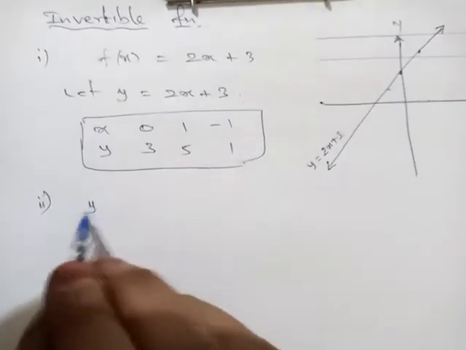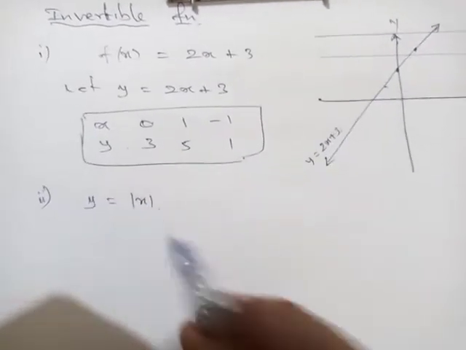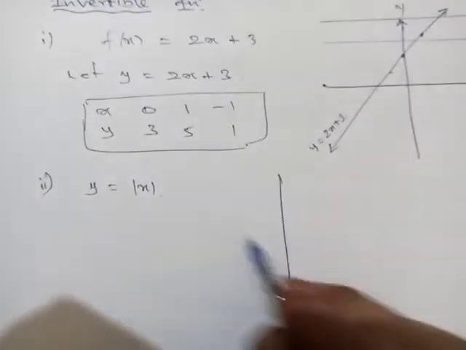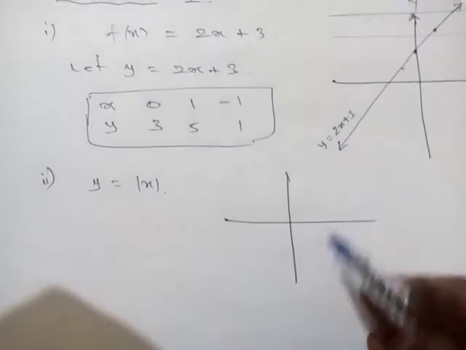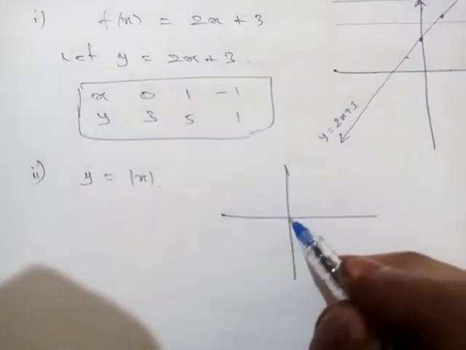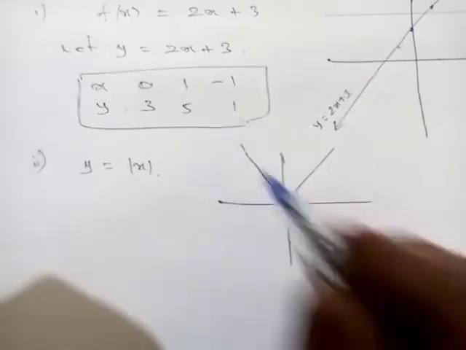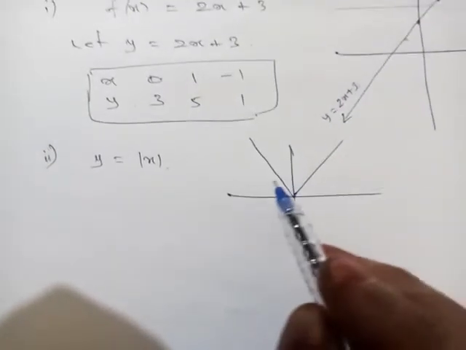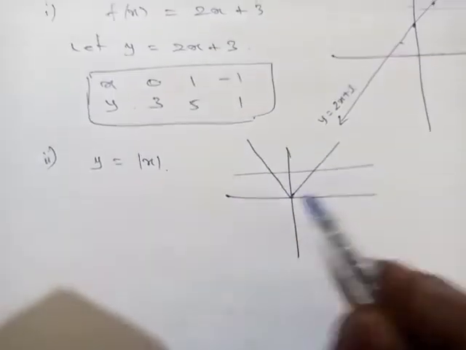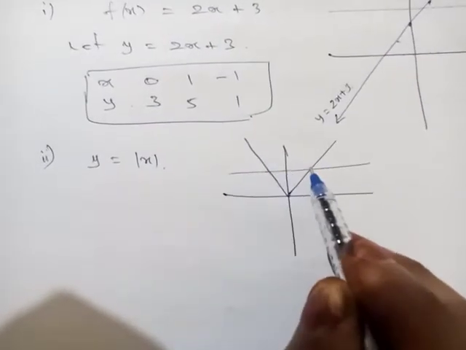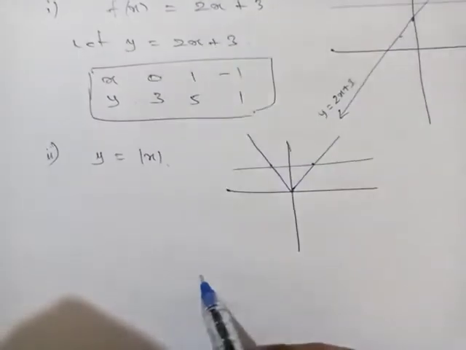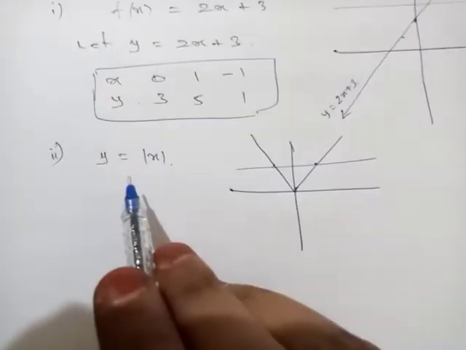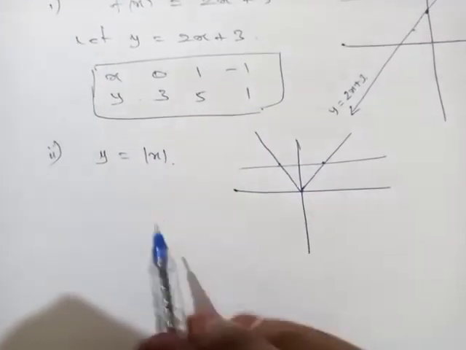Now think about the second one. For example, y equals modulus of x. We know how to draw the graph of modulus of x; we studied it in 11th standard itself. It will be in a V shape, coming like this. If you draw a horizontal line here, definitely it will cut at two places. So this function does not have an inverse.